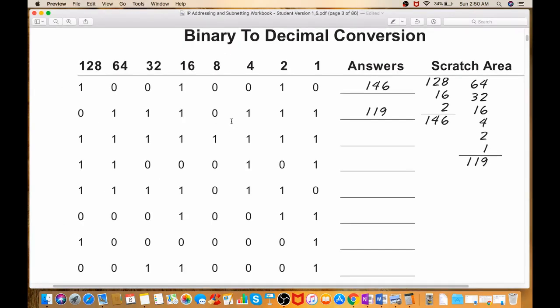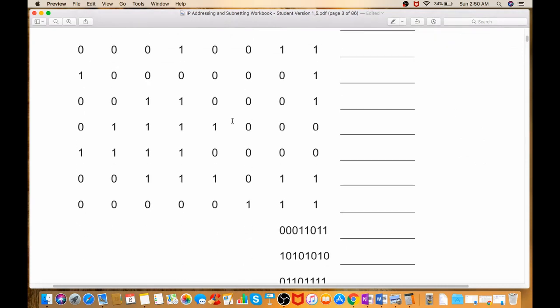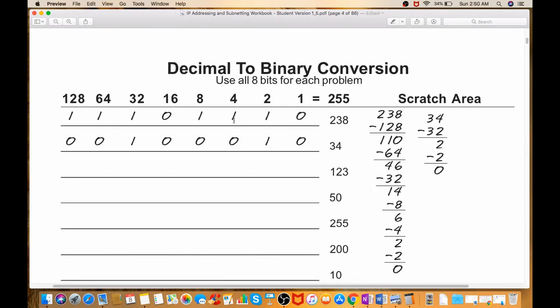Now it's time to go in reverse. When converting to binary from decimal, all that you want to do is use the process of elimination. You start at the left and mark a 1 if that bit value fits inside of your decimal. If it does not, you use a 0. Luckily for us, they already did the first 2 problems. So for the first one, they give us 238 to start with.